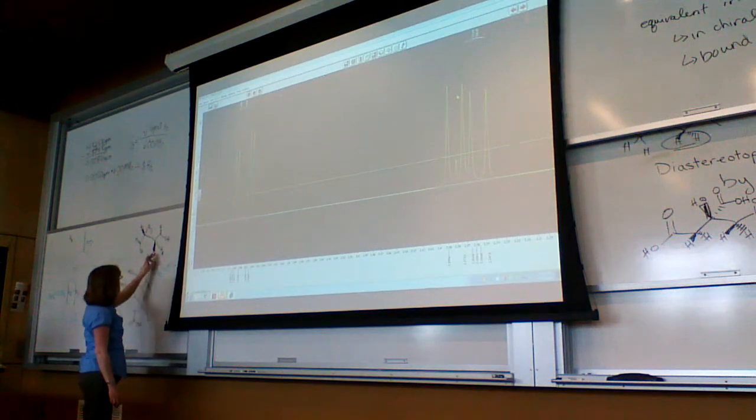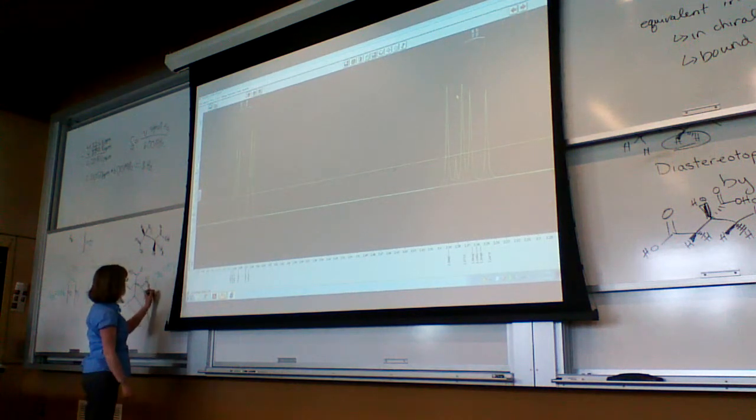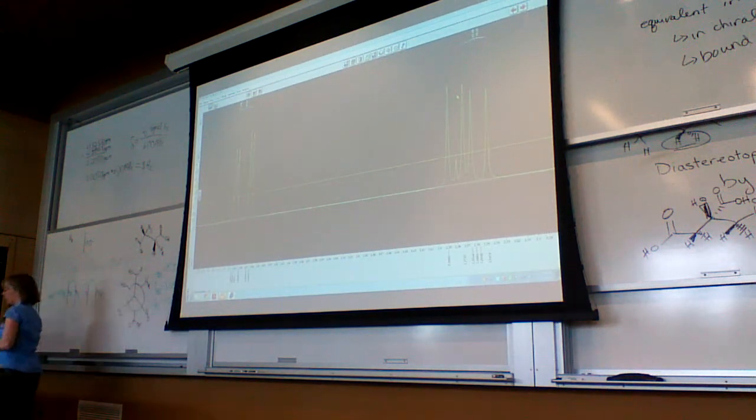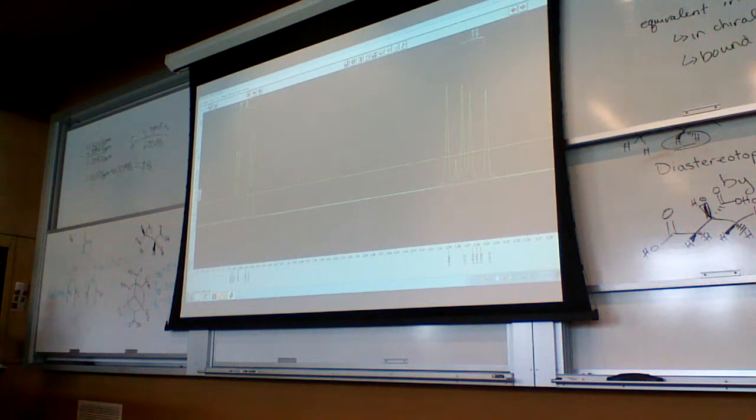Our JAB, we already determined, was 3 hertz. And our JAC is our 10.25 hertz, which then helps us to assign all of the peaks, because the closer coupling here with the 3 then tells us that this is B of our molecule. So if we go back to our PowerPoint slide here.